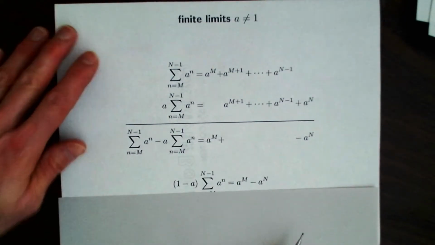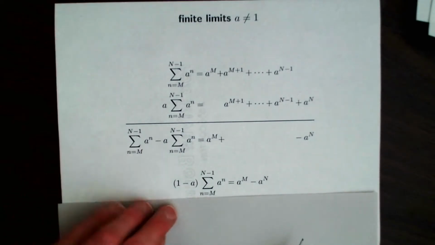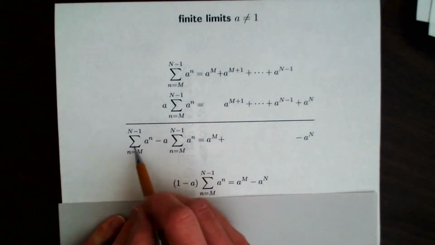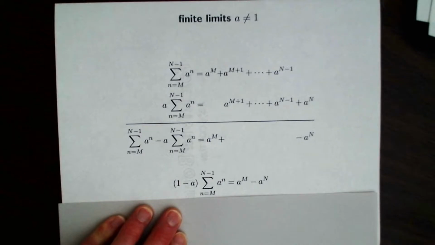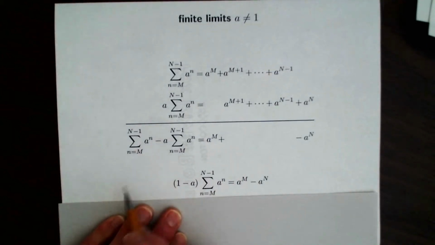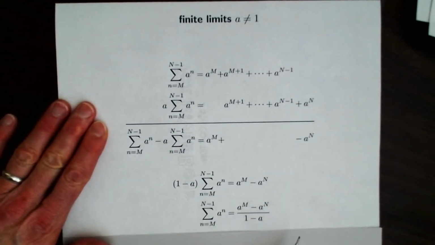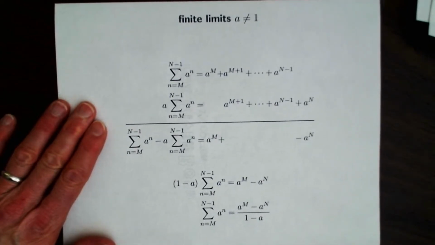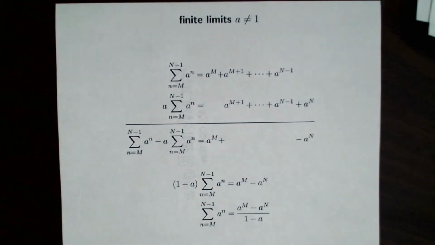And so notice that we can factor out this summation. The summation is the same. So if we factor that out, we'll have left 1 minus a: 1 in the first term, a in the second term. And then if we just divide both sides of this expression by the quantity 1 minus a, we have derived that geometric series formula that you see here. So it's pretty straightforward to perform that derivation.